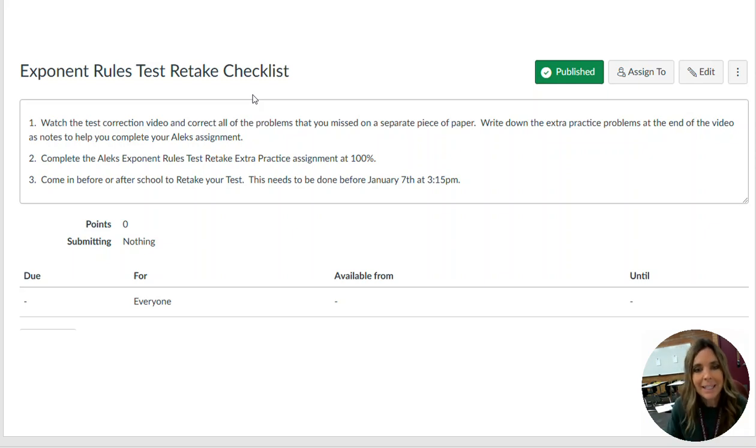Hi you guys, this is the test correction video that you need to watch as the #1 step for being able to retake your exponents test. So I just wanted to go through this checklist with you. You can find this in Canvas. These are the 3 things that you need to do if you want to retake this test.